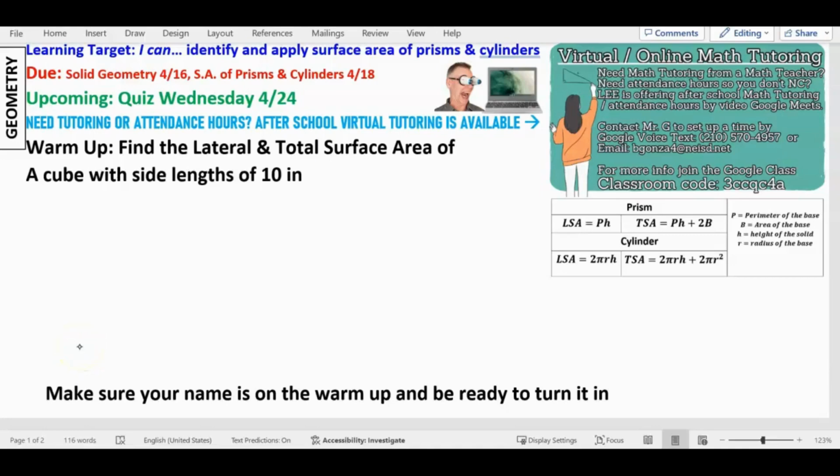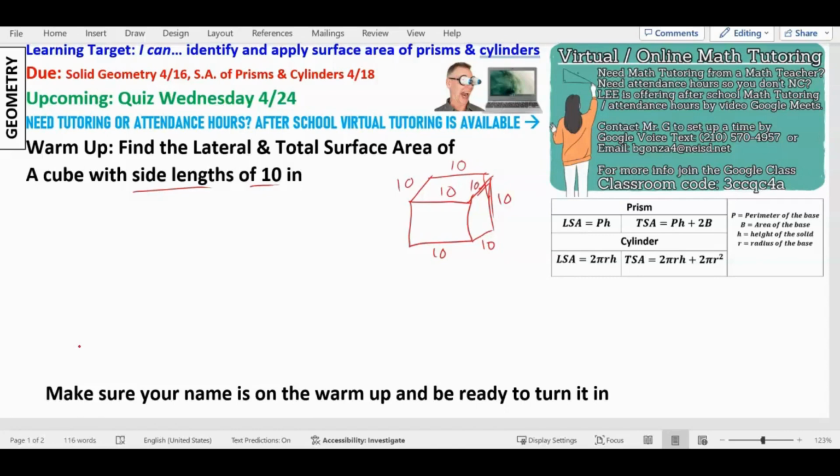All right, for the warm up, we're going to do this real quick, so make sure you're writing this down. It says we have a cube. Okay, so I want you to imagine a cube with side lengths of 10 inches. So 10, 10, cube, all the sides are 10. 10, 10, 10, 10, 10, everywhere.